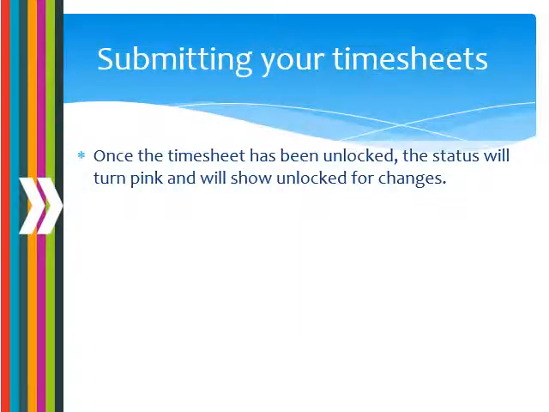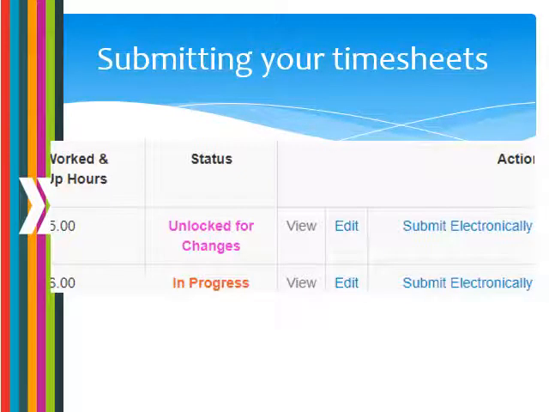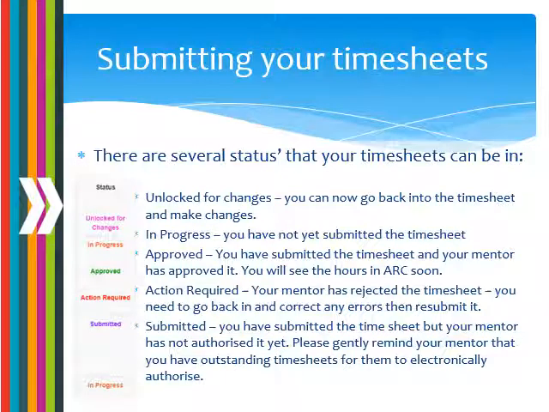Once the timesheet has been unlocked, the status will turn pink and show Unlocked for changes. Notice the Edit button is now available again. There are several statuses that your timesheet can be in. Unlocked for changes means that you can now go back into the timesheet and make any changes you need. In progress means you have not yet submitted the timesheet to your mentor for authorization. If you have completed your timesheet and it still says in progress, please click Submit Electronically to submit it to your mentor.